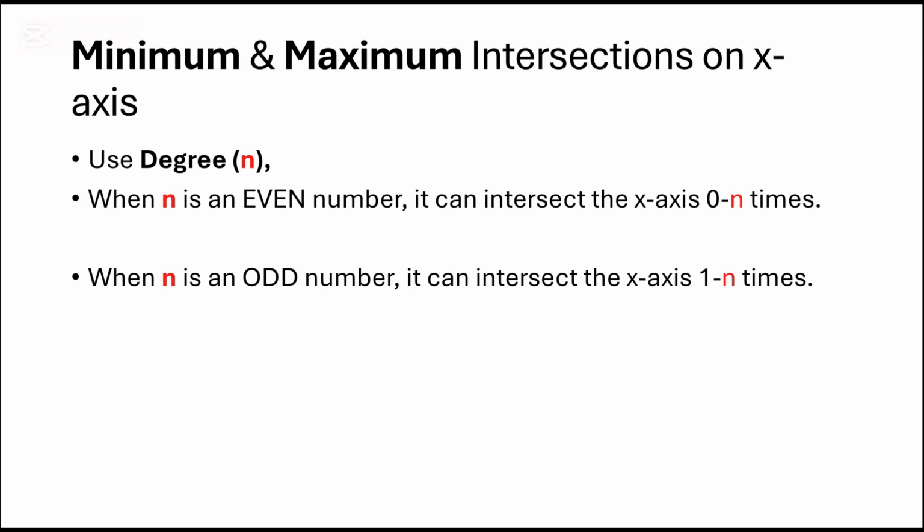So to find the minimum and maximum intersections, we want to use the degree, also known as n. When n, also the degree, is an even number, it can intersect the x-axis 0 to n times. Say the degree was 2, it could intersect the x-axis 0 to 2 times. When n is an odd number, it can intersect the x-axis 1 to n times. So if the degree was 3, it can intersect the x-axis 1 to 3 times.